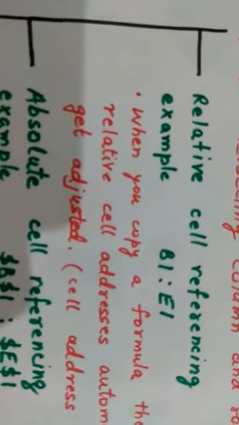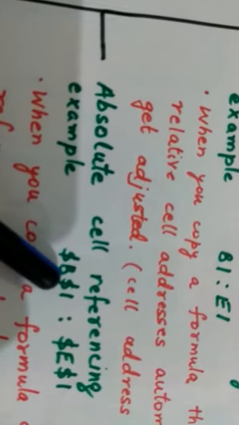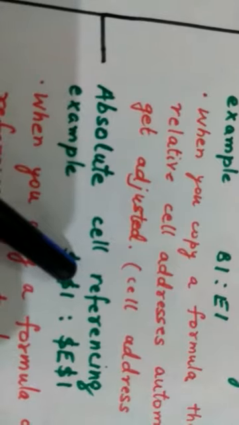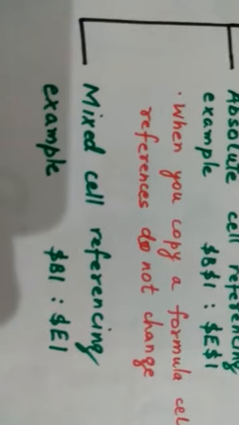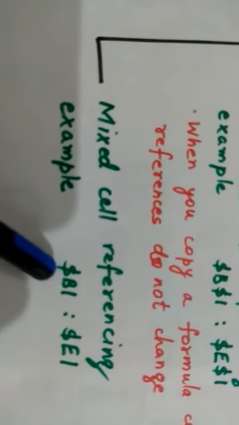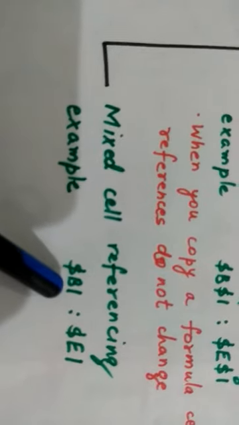So let us see. To write relative cell referencing, you can write formulas simply like this: B1:E1. But when you are using absolute cell referencing, put a dollar sign before each part of the cell address. It will become absolute cell referencing. In mixed cell referencing, where one part of the cell address is relative and one part is absolute, you put a dollar sign before the absolute part, and before the relative part do not put any dollar sign.